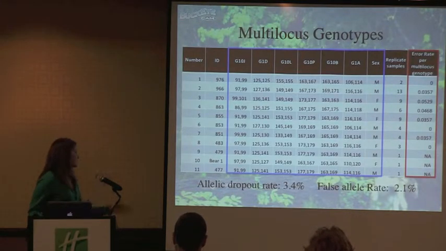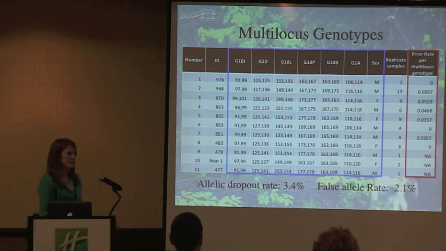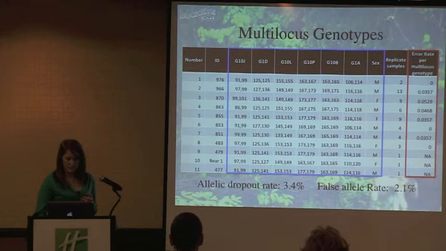Right, and our average allelic dropout rate was 3.4%, and the false allele rate was 2.1%, which is comparable to studies using similar methods.